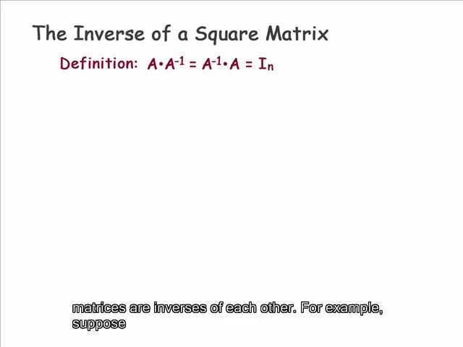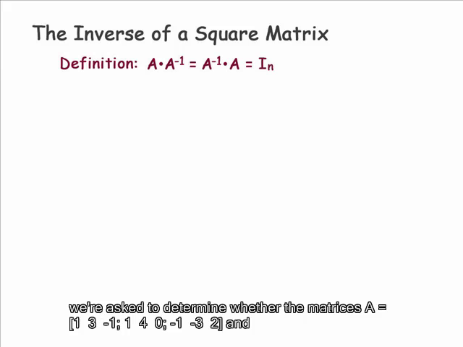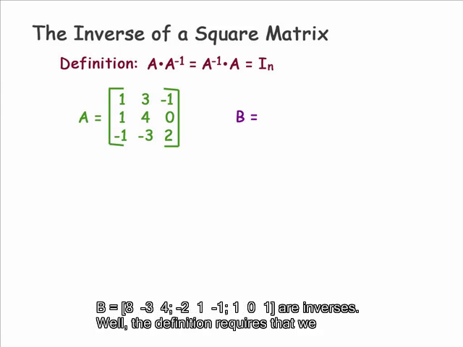For example, suppose we're asked to determine whether the matrices A equals row 1: 1, 3, negative 1; row 2: 1, 4, 0; row 3: negative 1, negative 3, 2, and B equals row 1: 8, negative 3, 4; row 2: negative 2, 1, negative 1; and row 3: 1, 0, 1, are inverses.